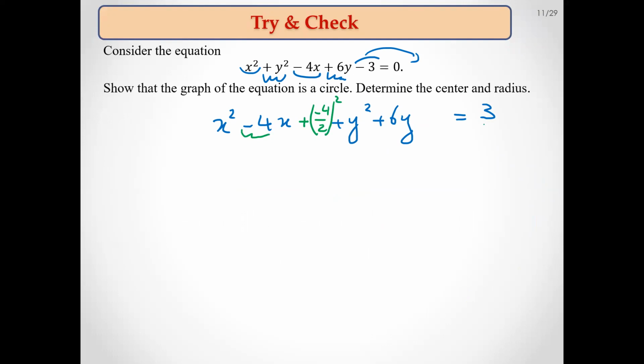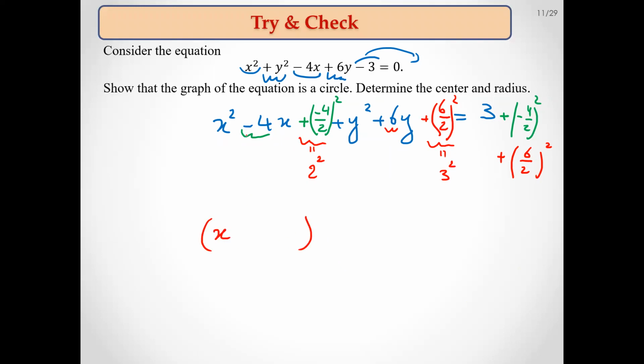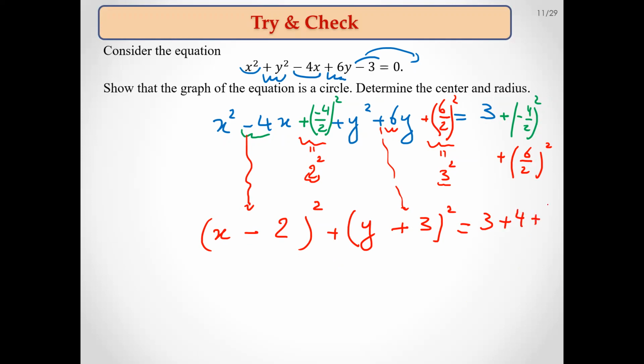إذا نصف العدد هذا يمين ويسار، وأضيف 6 over 2 squared. هذا 6 يمين ويسار. أوكي؟ إذا هذا كم يعطيني؟ يعطيني 4 أو 2 squared. وهذا كم يعطيني؟ يعطيني 9 or 3 squared. إذا أسوي الفاكتورينج x minus 2 all squared plus y plus 3 all squared. وهنا تعطينا 3 plus 4 plus 9.